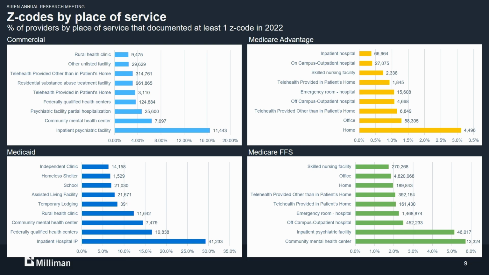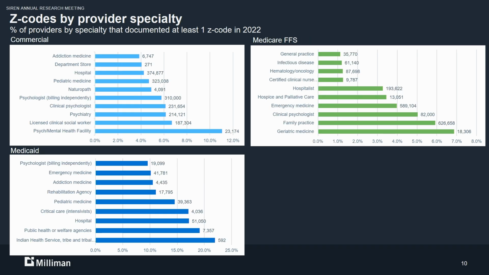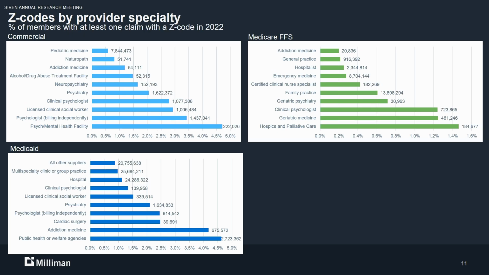And then we also have a high prevalence of telehealth related places of service, and things like emergency rooms and rural health clinics, as well as federally qualified health centers. We see similar things by specialty, in which we're seeing behavioral health related specialists. A higher percentage of those providers are documenting Z codes.